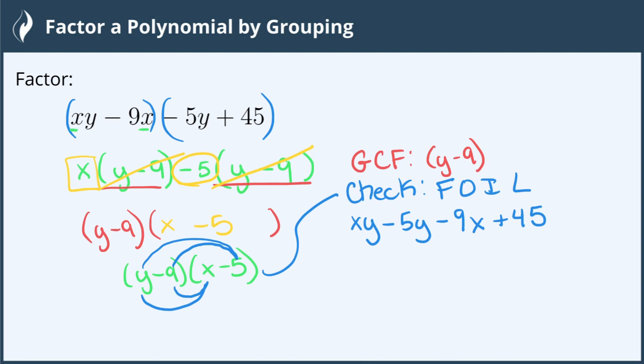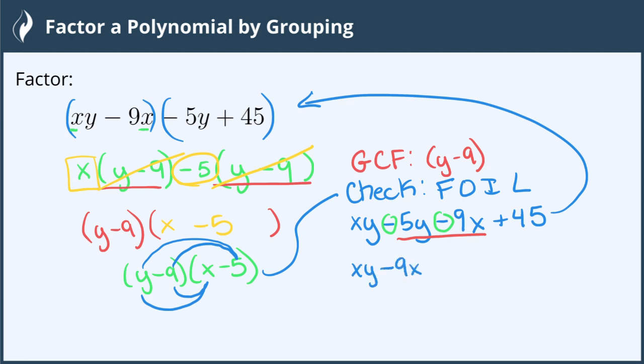And you'll notice it does match here, although we did have two terms switch around, the 5 and the 9, and that's okay. We can reverse those since they're both subtracting. We'll keep the sign that goes with them. So we have minus 9x and minus 5y. So we end up with xy minus 9x minus 5y plus 45.